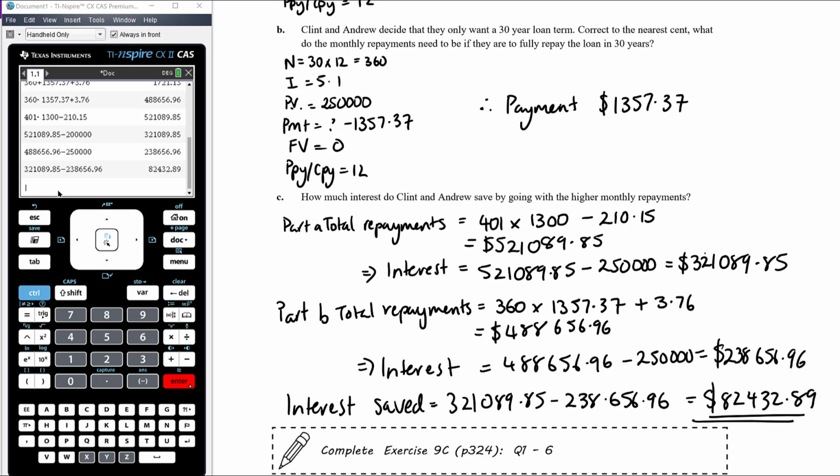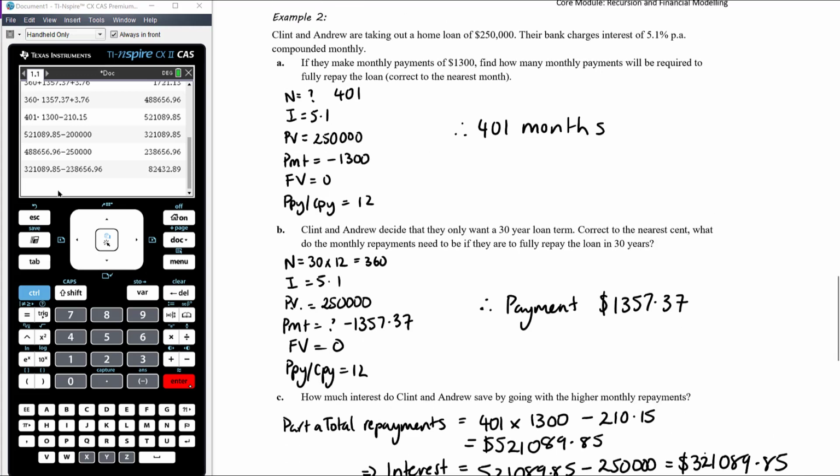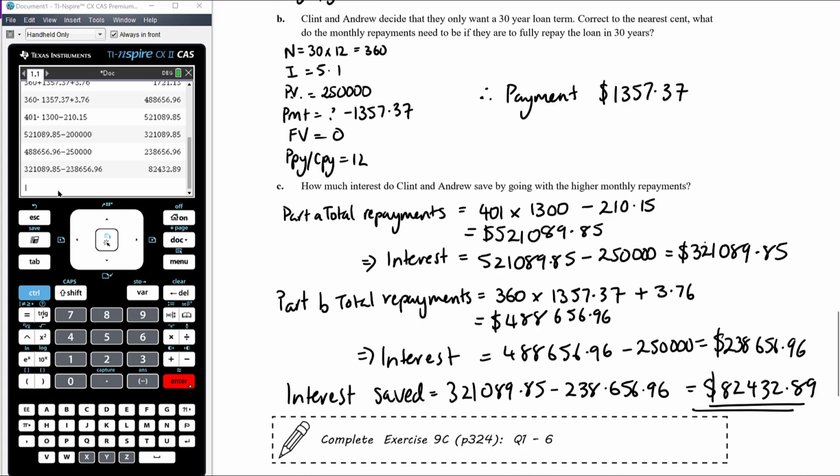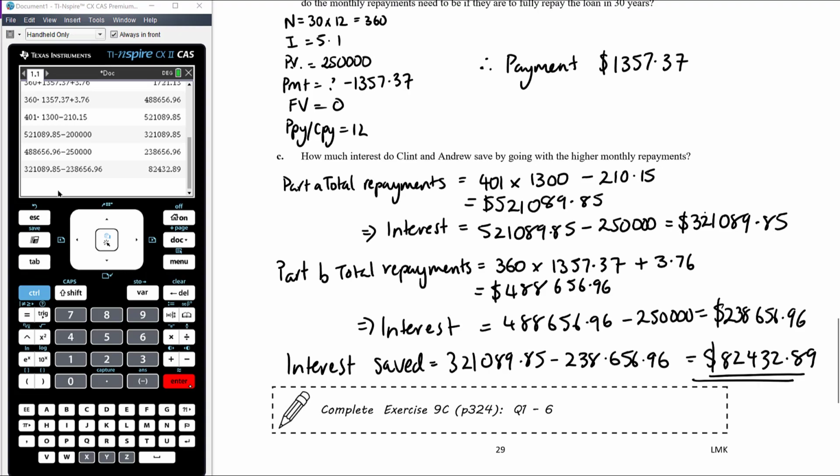Okay. So you see these are realistic numbers for a home loan. Maybe at the moment it's a high interest rate, but realistic. So, over a 30-year period repaying your loan, you pay a lot of interest. And look how, just by paying an extra $57 a month or so, they're going to save over the life of their loan over $80,000. So, the quicker you can pay off your home loan, the better that is. All right, so the work today is from exercise 9C, questions 1 to 6.